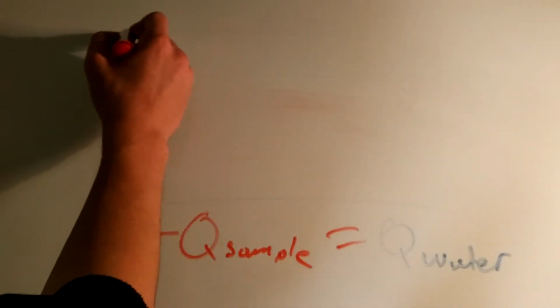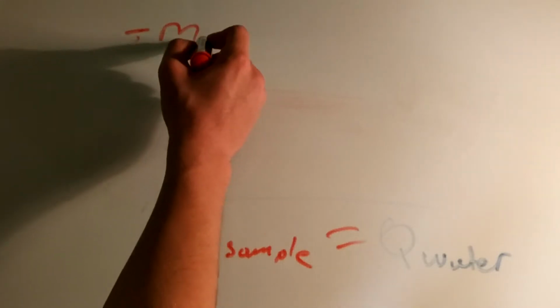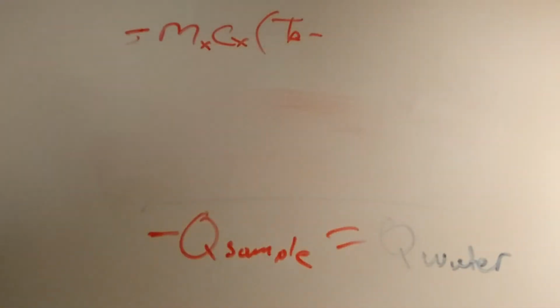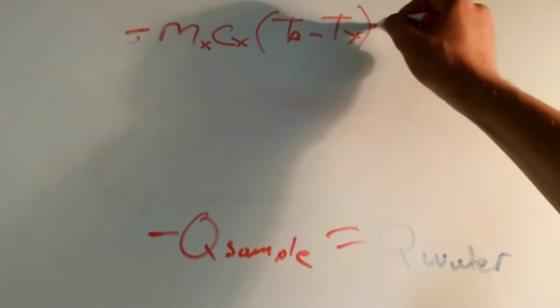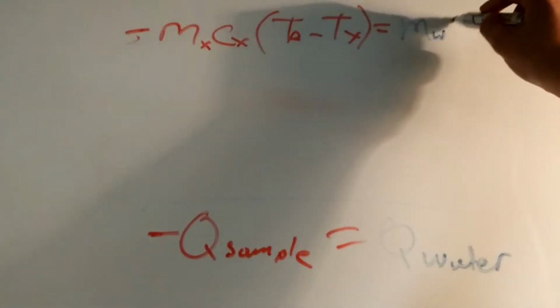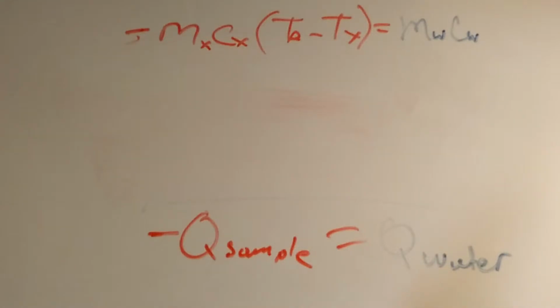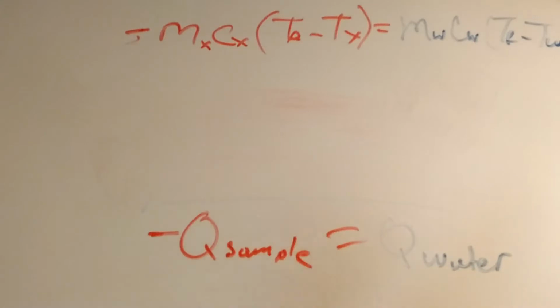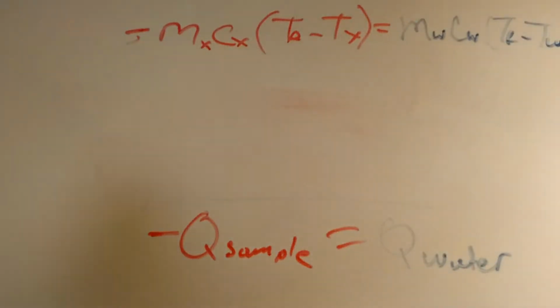Now, if we replace the equations for specific heat into these, we'll get that minus m sample, so minus mx times Cx times (T final, the equilibrium temperature, minus Tx, or the temperature of the sample) is equal to the mass of the water times the specific heat of water, which is 4,186 joules per kilogram times degree Celsius, times (Tf minus T water), so the final temperature or the equilibrium temperature between the sample and the water in the container, minus the initial temperature of water.